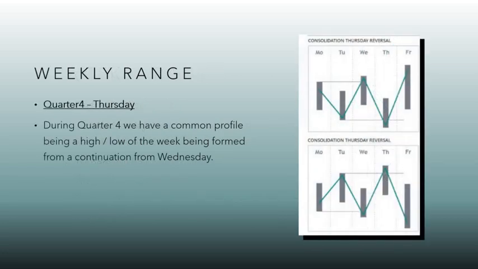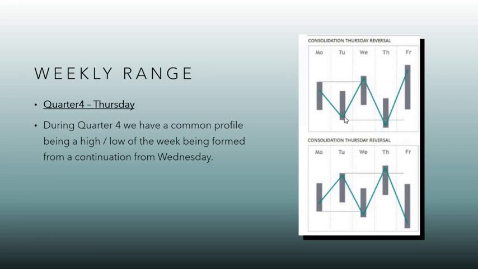Quarter 4, Thursday. During quarter 4, we have a common market profile, a higher low of the week being formed from a continuation from Wednesday. Okay? So usually what will happen is we'll have our continuation from Wednesday. So if we're going to be bearish, like I said, if we see our Tuesday low of the week being created and then we rally on Wednesday and then we see that Wednesday creates our high of the week here, that means Tuesday's low of the week would be our draw on liquidity.